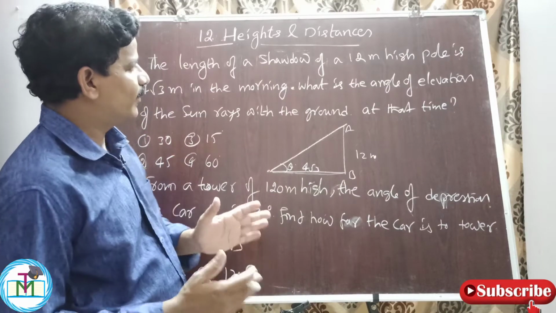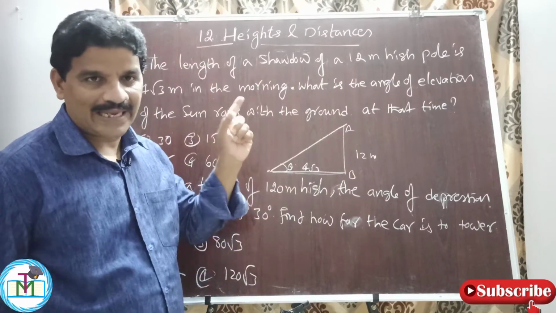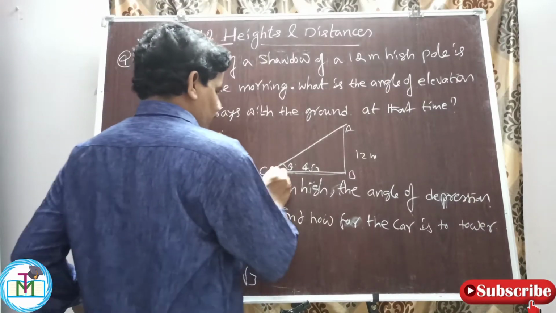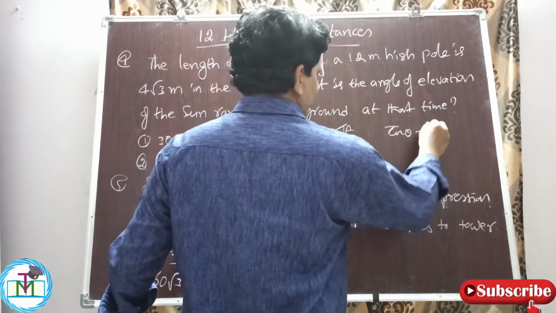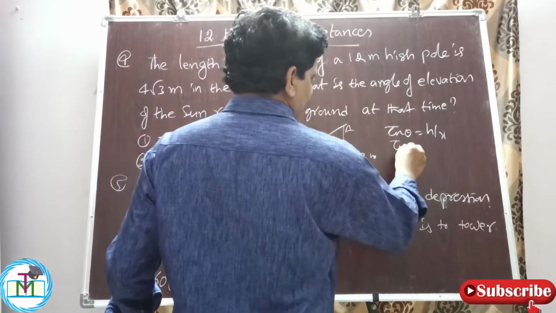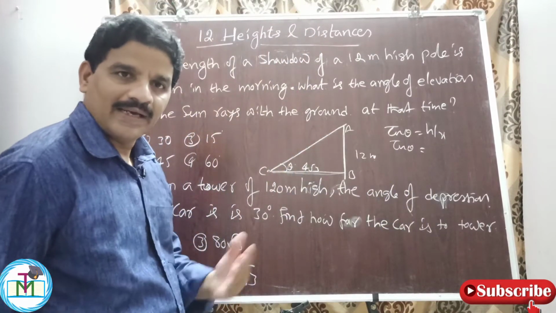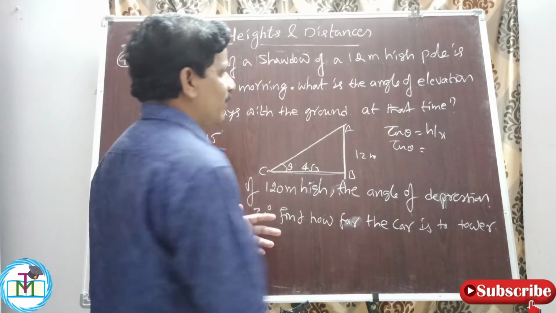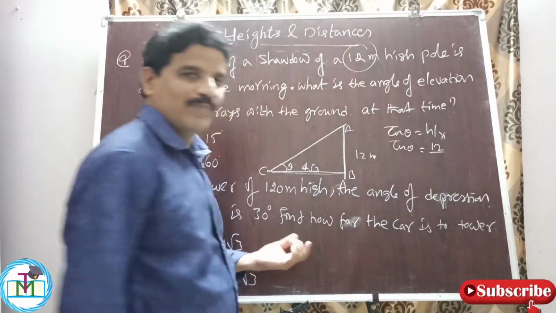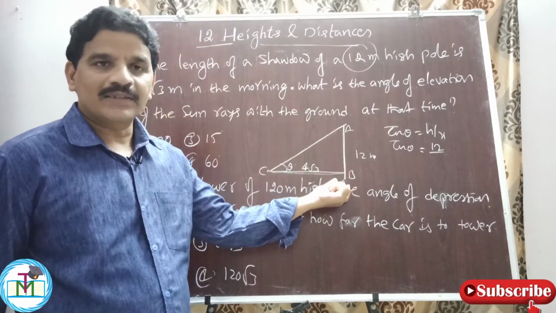Whenever a pole or a building or a tower and its shadow are given, we should always use type 1, which is tan theta is equal to H by X. Here we have to find theta. Tan theta is equal to H, meaning the height of the pole, tower or building, whatever it may be. Here it is given 12 meters, so 12 by X. X means the distance between the observation point and the foot of the tower or the pole.